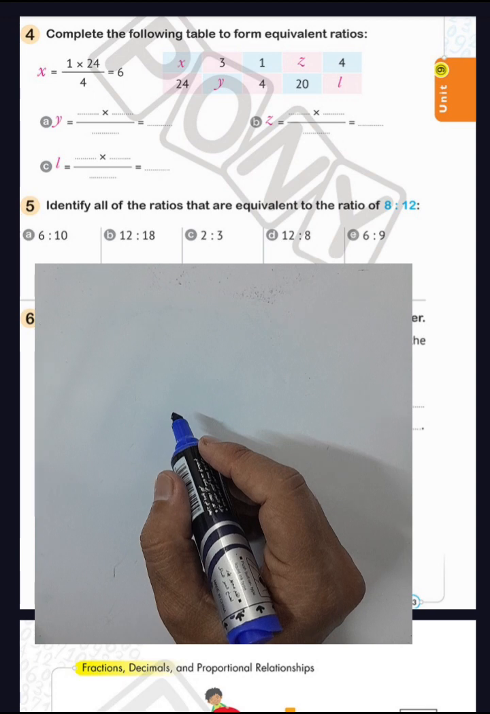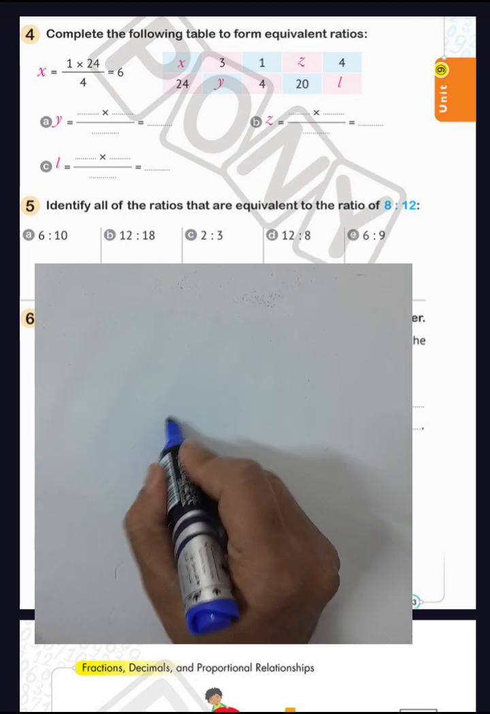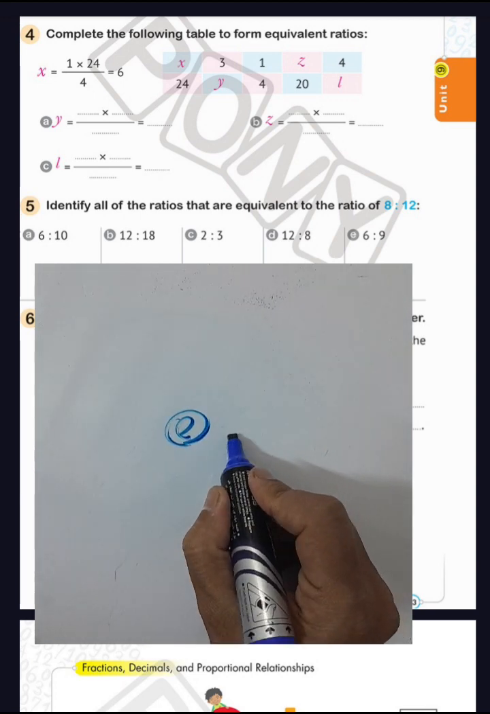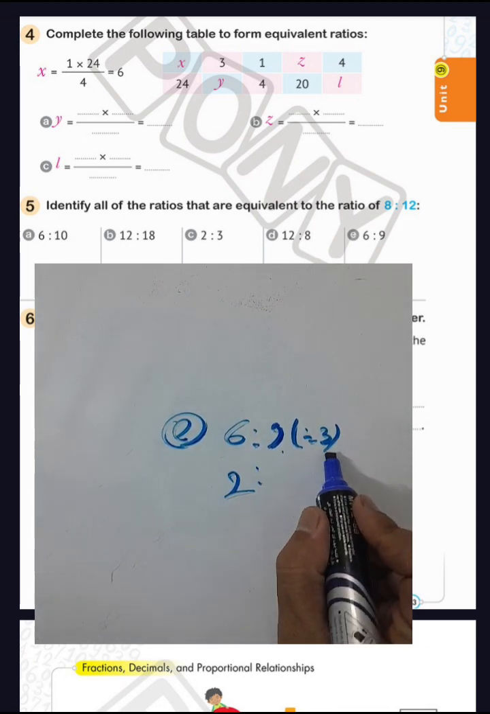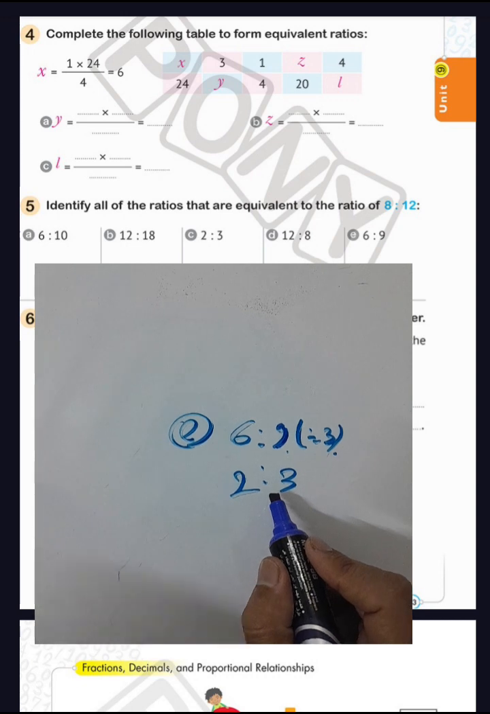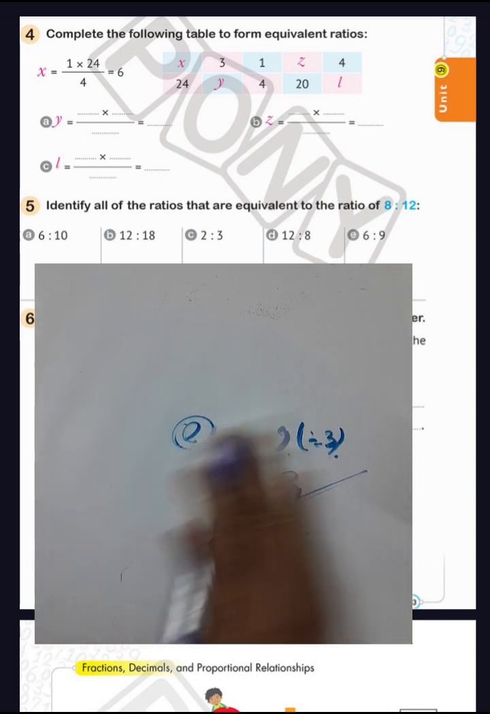Question letter E. Okay, letter E is here. 6 to 9. We can divide it by 3. 6 divided by 3 equals 2, and 9 divided by 3 equals 3. Then we have 2 and 3. It's equivalent. Choose letter E.